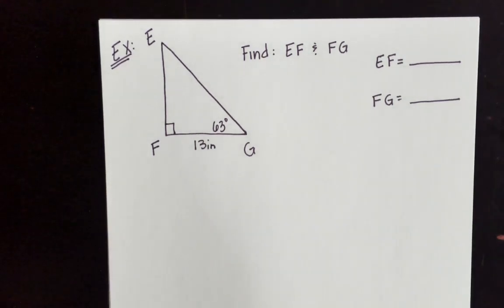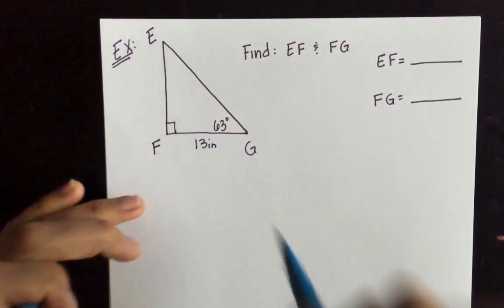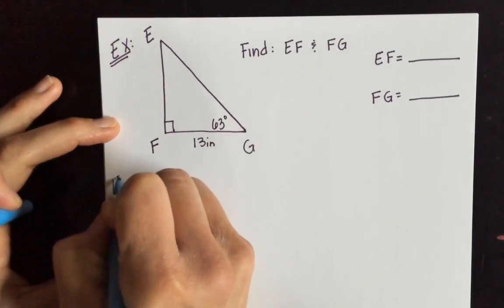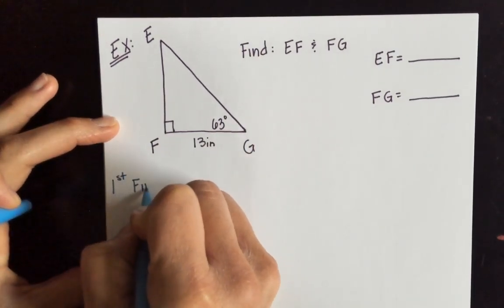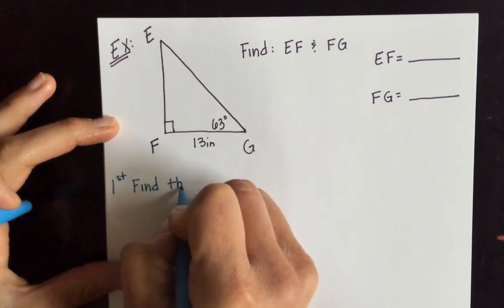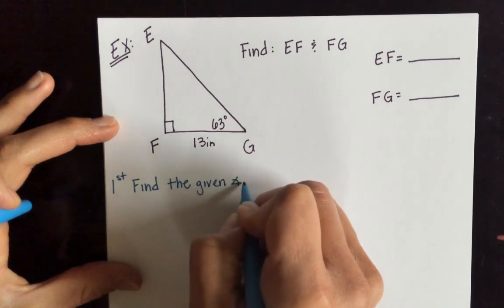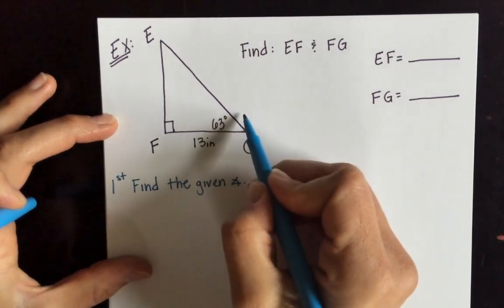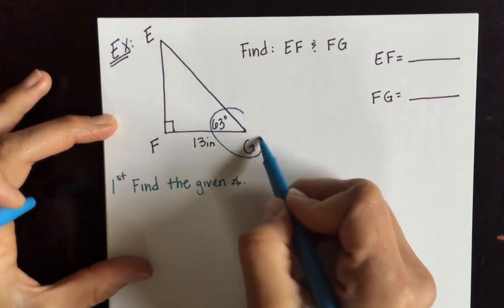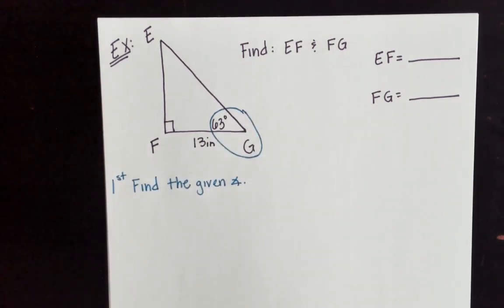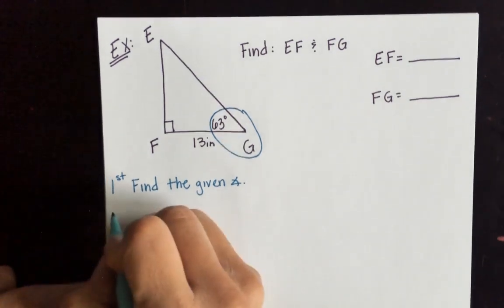that we need to look at where our angle measure is. So I'm not telling you what angle to use in the directions. We need to first find the given angle. That's right here. That's the first thing. The second thing is going to be label your sides.